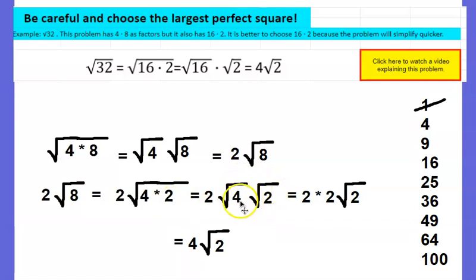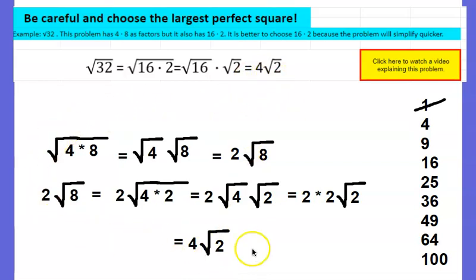Square root of 4 is 2, so it comes out of the square root, and it bumps into this other 2. So those two 2's need to be multiplied. This square root of 2, you can't do anything with it. It won't square root, so it comes down into your answer. 2 times 2 is 4, and this square root of 2 comes down into your answer. 4 square root of 2 is what we got up here.